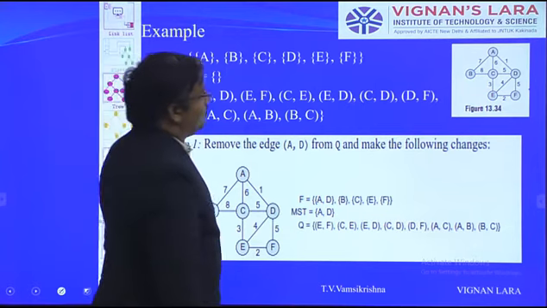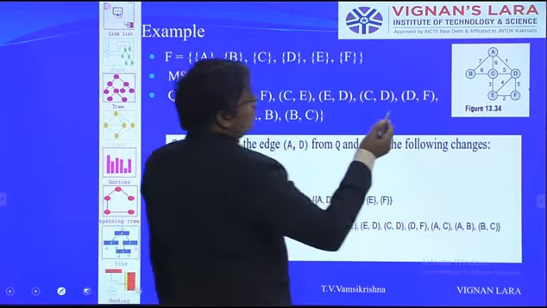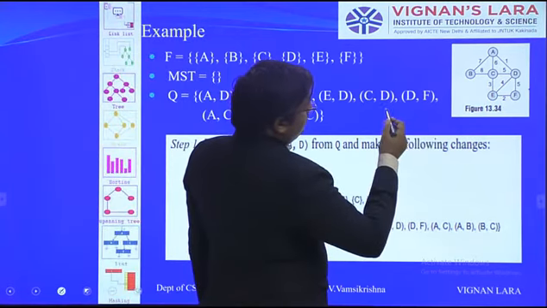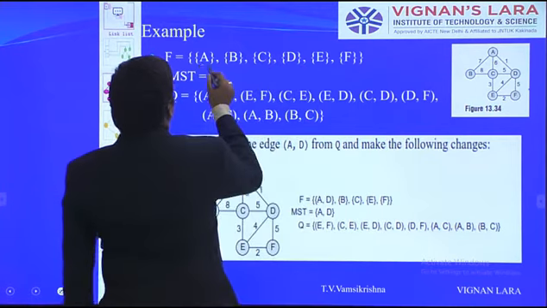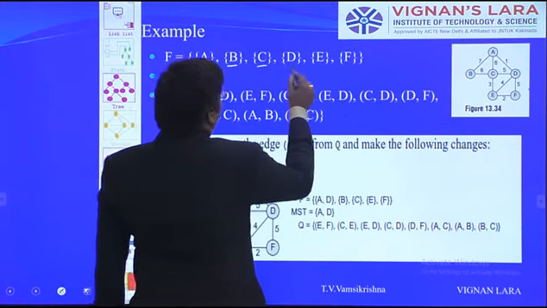Say this is an example. In this example, totally 6 vertices are there. So A is one vertex, B, C, D, E, F.